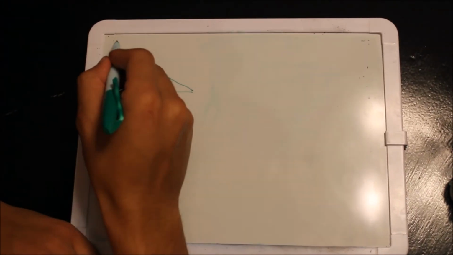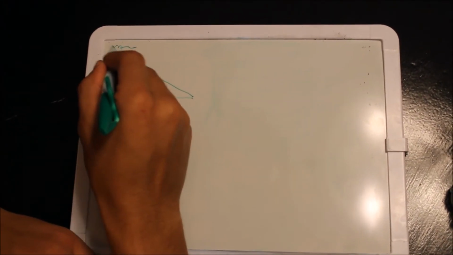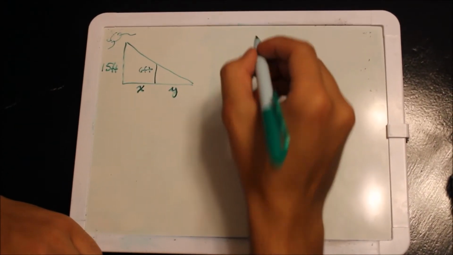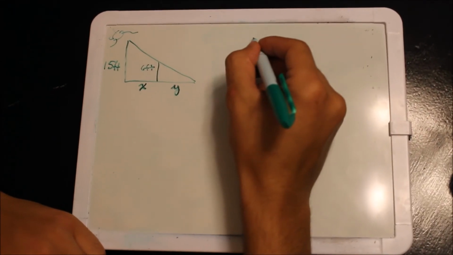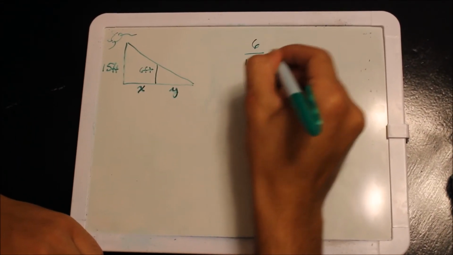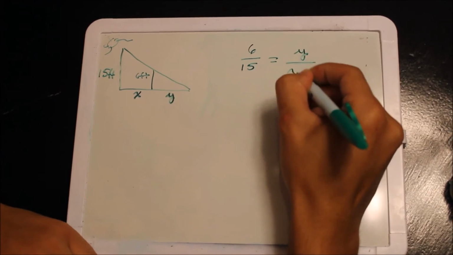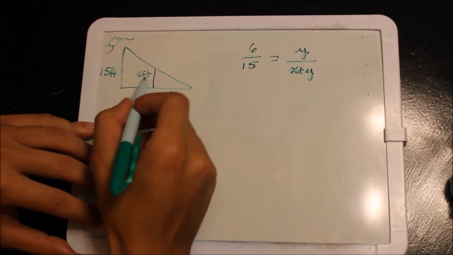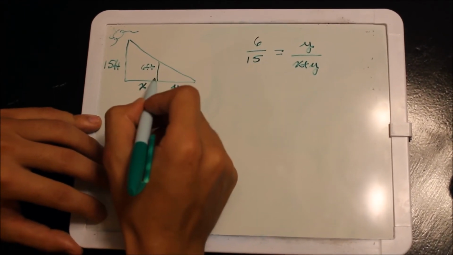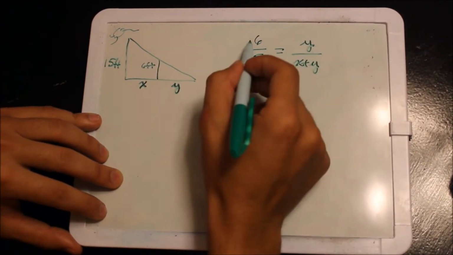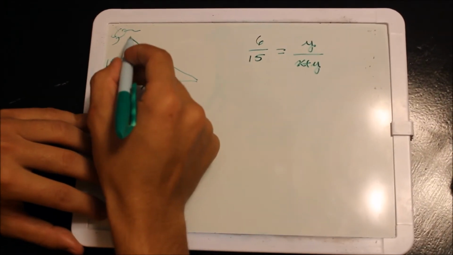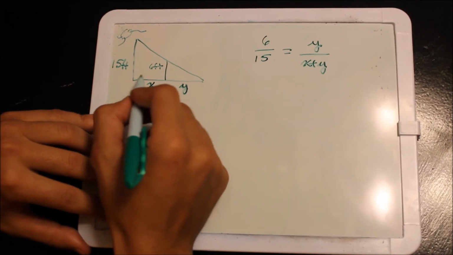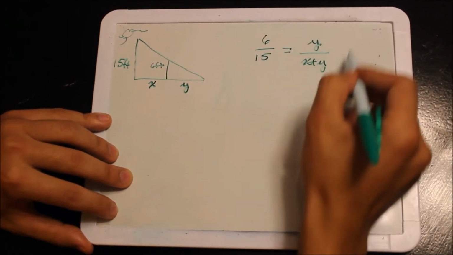With these problems, you have to imagine you have the sun here and that this part over here is going to be your shadow. So with these, you always want to set up a proportion. You'll want to do 6 over 15 and Y over X plus Y. The reason you want to do it like this is for this triangle right here, your height is 6 and your length is Y. For this bigger triangle, your height is 15 and your total length is the distance of X plus Y, as you see it right here.